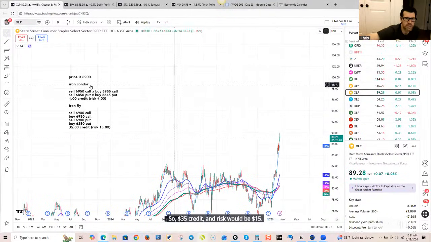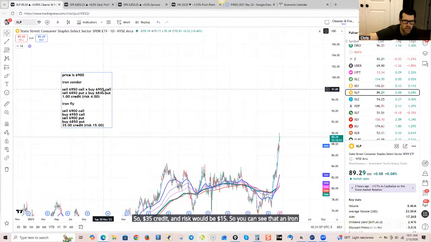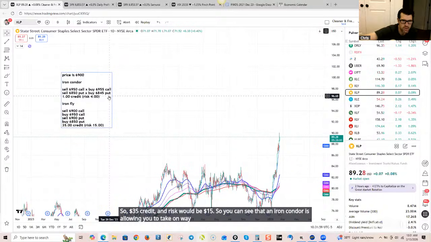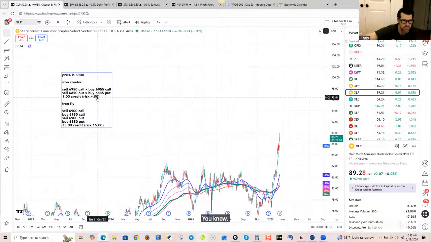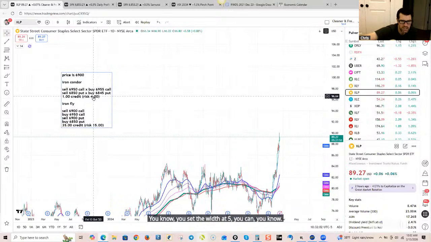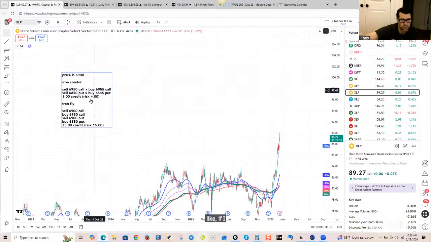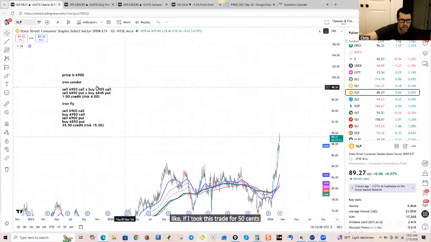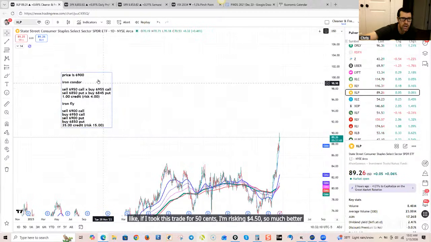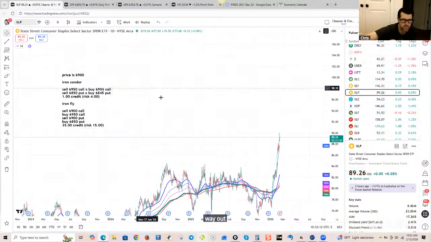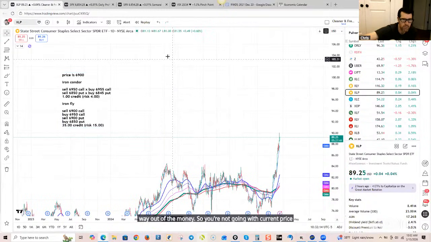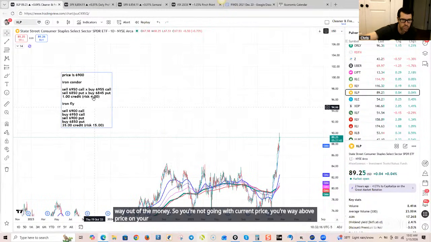So you can see that an iron condor is allowing you to take on way less risk. You set the width at 5, and you risk a maximum. Like if I took this trade for 50 cents, I'm risking 450. So much better defined risk, and you're also way out of the money. You're not going with current price. You're way above price on your call side and way below price on your put side. You can define risk a lot better in an iron condor.